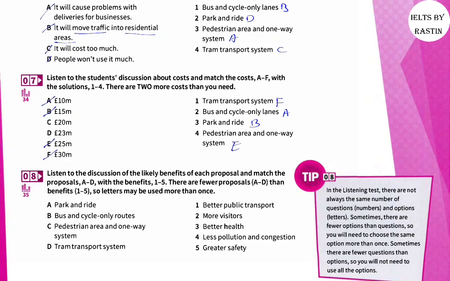Sometimes there are fewer options than questions, so you will need to choose the same option more than once. Sometimes there are fewer questions than options, so you will not need to use all the options. میگه امکان داره که بعضی اوقات هم چی باشه؟ تعداد اون آپشن ها کمتر باشه و شما نگاه کنید so you will need to choose the same options more than once. امکان داره مثلا question 8 رو در نظر بگیرید به جای 4 تا آپشن 3 تا آپشن باشه و یکی از این آپشن ها امکان داره 2 بار استفاده بشه. پس حواسمون باید به این باشه.